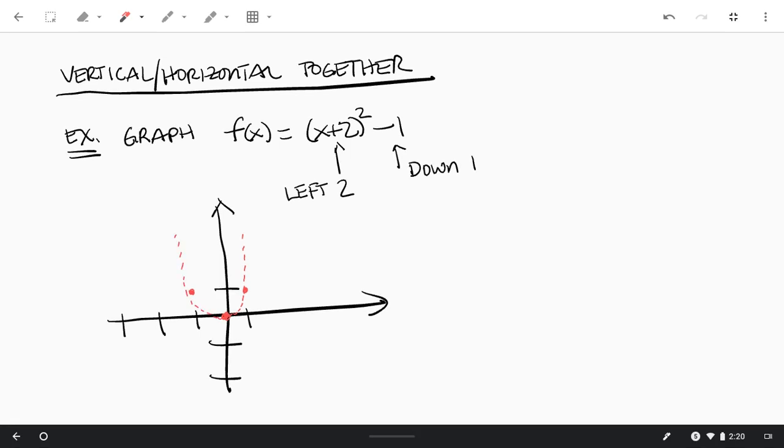And so we're going to take those 3 basic points, and we are going to shift them 2 to the left and down 1. I will start with the one on the far left, this one over here. I will move this point 2 to the left, so 1, 2, and then down 1. So right over here.